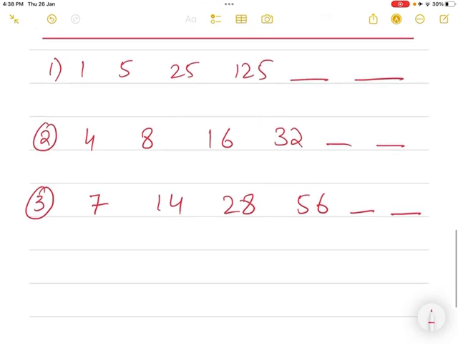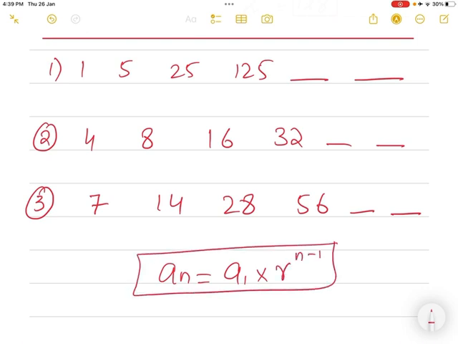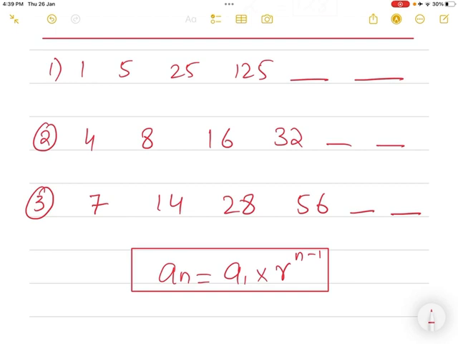So now you are requested to solve these questions on your own with the help of the previous lecture, but do memorize the formula, which is that an equals a1, the first term, times r, the common ratio, power n minus 1. This is the formula to find the nth term of a geometric sequence.